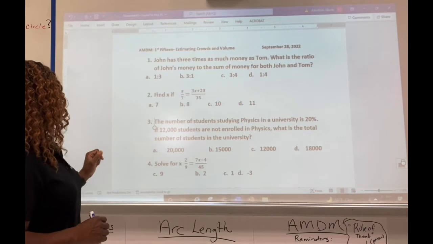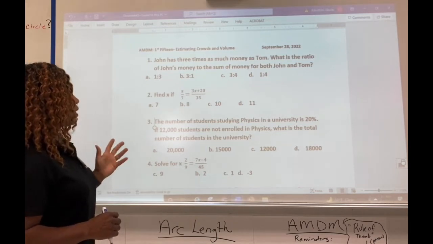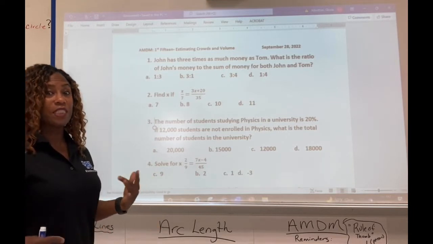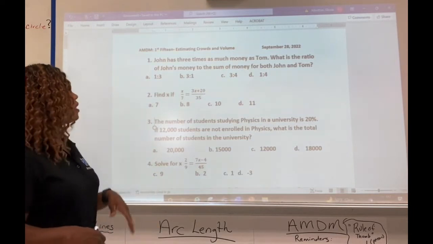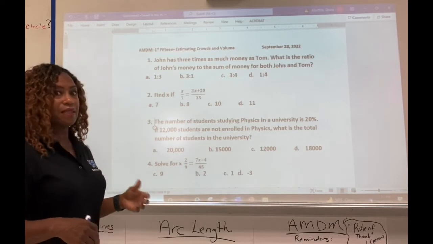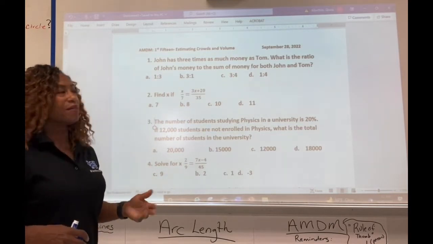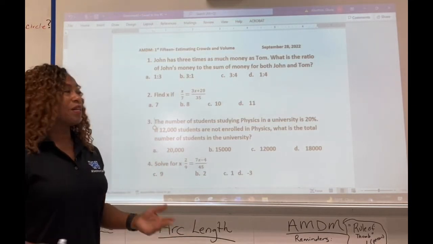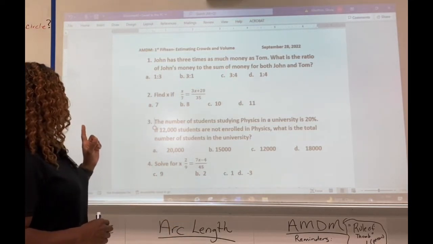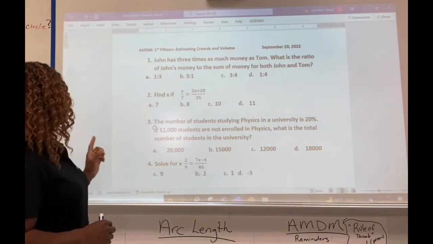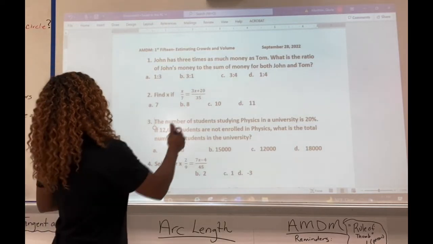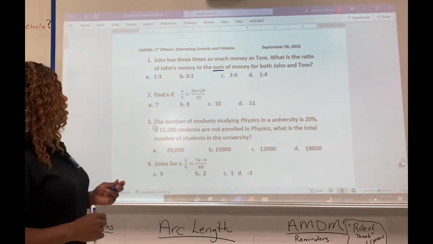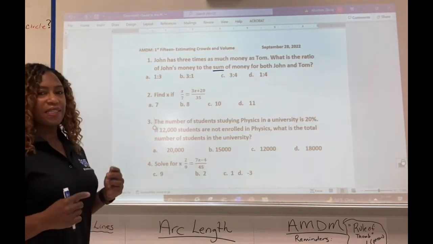Well, they tell us that John has 3 times as much money as Tom. So say, for example, if Tom has $5, John has 3 times that, which would be 15. If Tom has $20, then John would have $60. So that means John's amount is 3 times whatever Tom has. Now that's for the first part of the ratio. The second part is going to be the sum. So sum means that you're adding up. So it says the sum of money for both John and Tom.